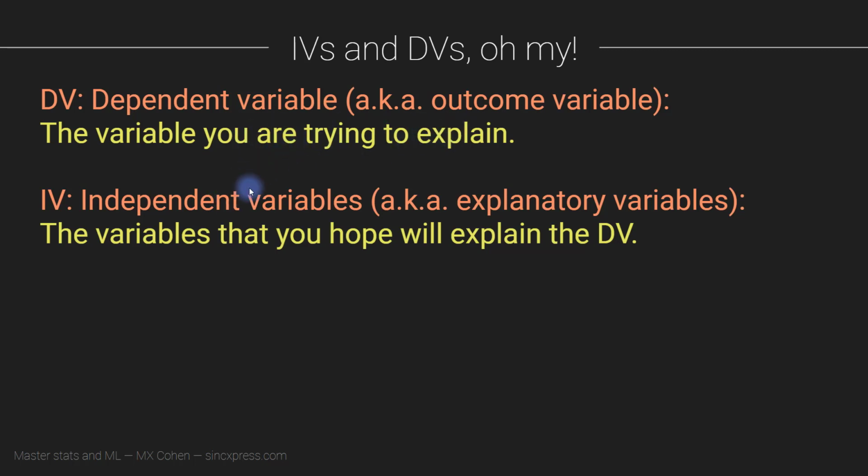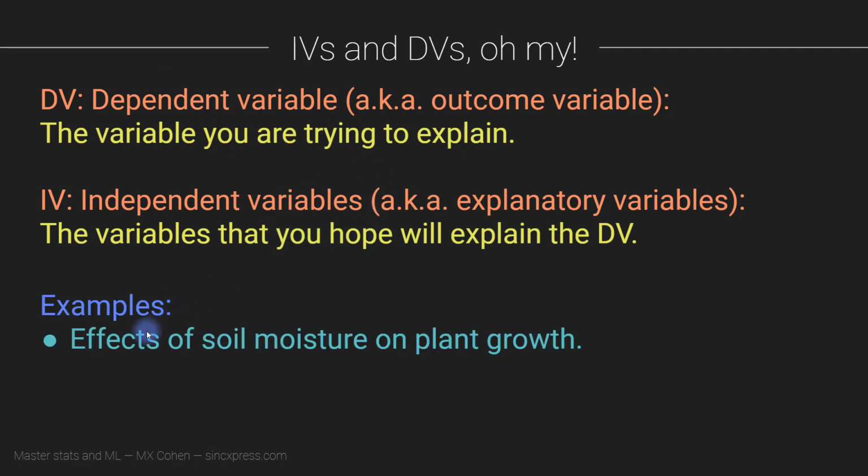And then we have the independent variables, which are also sometimes called the explanatory variables. These are the variables that you are going to use in attempts to explain the dependent variable. So let me give you a few examples. Here's an example of a study. We are looking at the effects of soil moisture on plant growth. In this case, we have two variables, soil moisture and plant growth. Soil moisture is the independent variable and plant growth is the dependent variable.